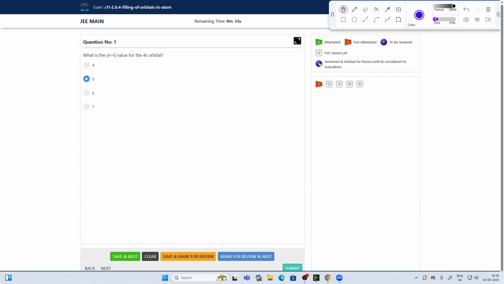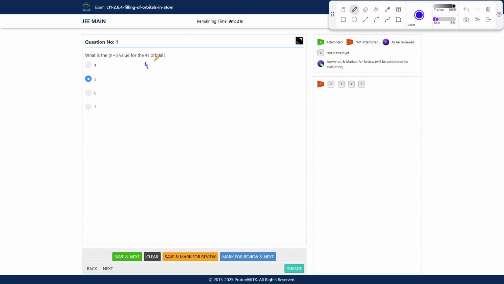What is the n plus l value for the 4s orbital? Four options are given here. If you consider the 4s orbital, then it has n value as 4 and l value as 0, because it is an s subshell. Therefore, your correct answer will be 4, which is option A.